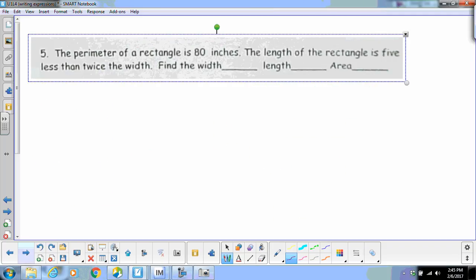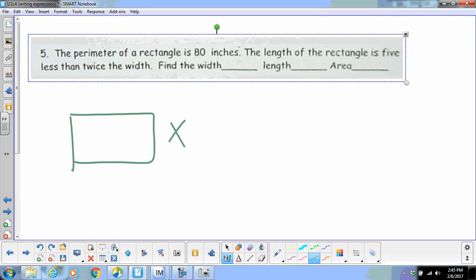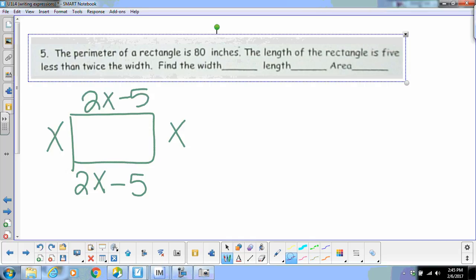And then the last type of problem we have is our rectangle problem. Okay, so the first thing I'm going to do here is draw my rectangle. Okay, the perimeter is 80. The length of the rectangle is 5 less than twice the width. So we're going to make our width x. And then 5 less than, remember, it goes at the back, twice the width. Rectangles have alternate sides that are congruent. So we're going to add all this up.